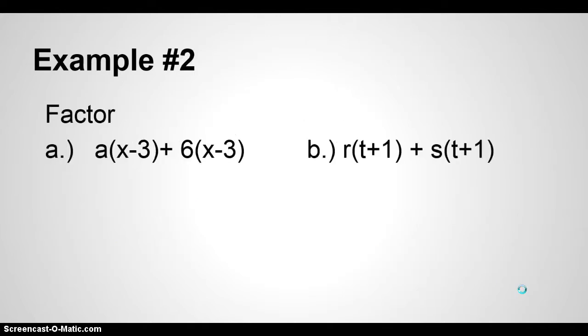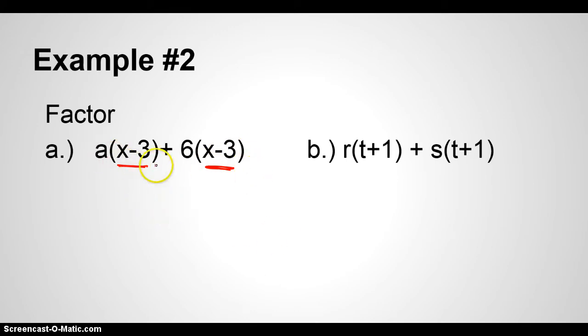Here we have a situation where we're going to factor the first one. We have a times what's in the parentheses, x minus 3, plus 6 times x minus 3. Now looking at this situation right here, ladies and gentlemen, what we see inside the parentheses is both x minus 3. And what this contains are common binomial factors. What that means is x minus 3 and you have the same x minus 3. So how can we factor this out and simplify this?